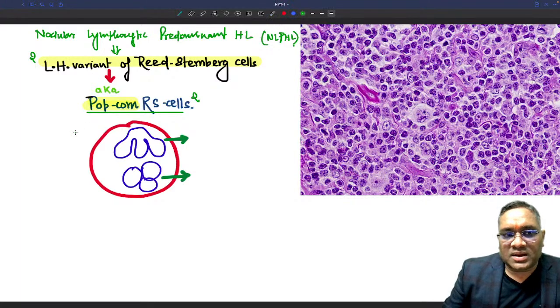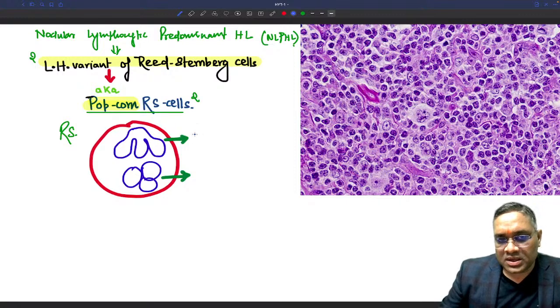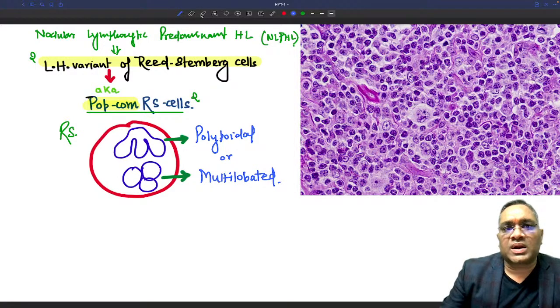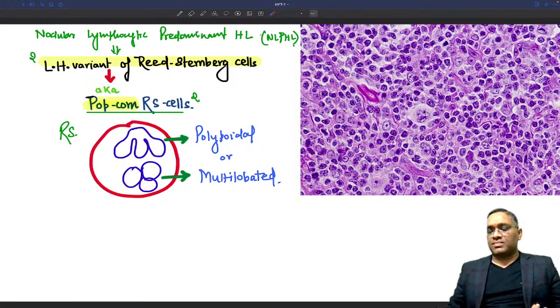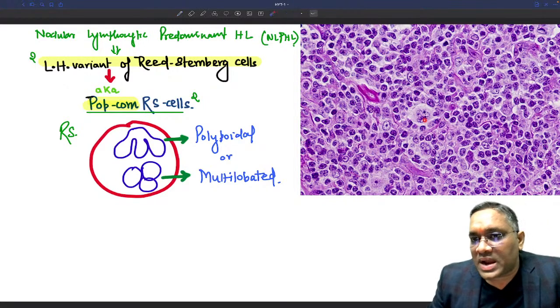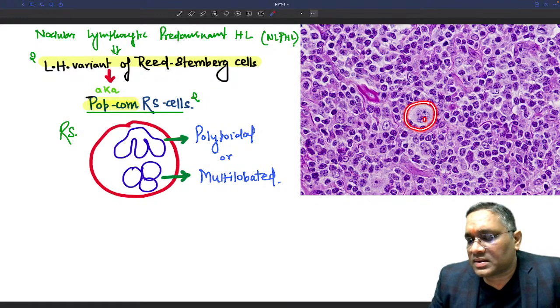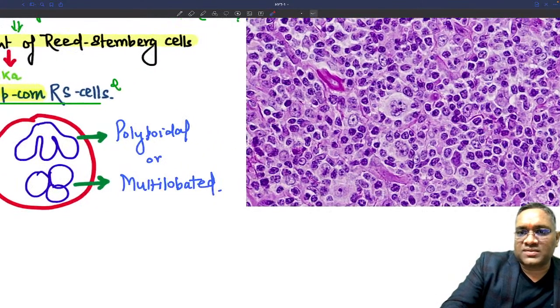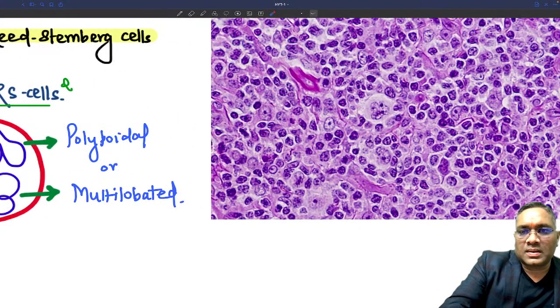So now you can see that in this Reed-Sternberg cell, the nucleus will be either polypoidal, or this will be looking like a multi-lobated. Now understand, either polypoidal or multilobated nuclei will be there. So that is what you need to remember. If you look at this cell, I will just make it larger for you so that you can appreciate it, right?